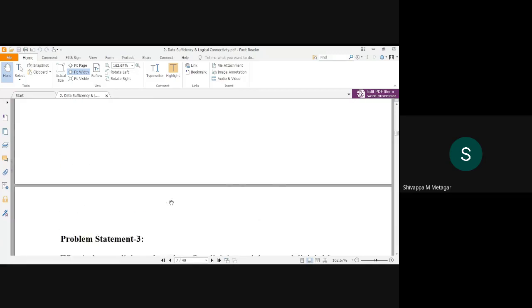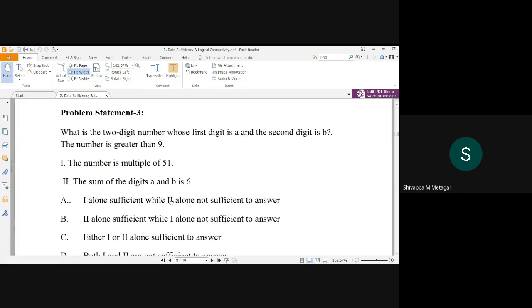Third question. What is the two-digit number whose first digit is A and the second digit is B? The number is greater than 9. This question is about a two-digit number whose first digit is A and second digit is B. The number is greater than 9. First statement: the number is a multiple of 51. Second statement: the sum of the digits A and B is 6.